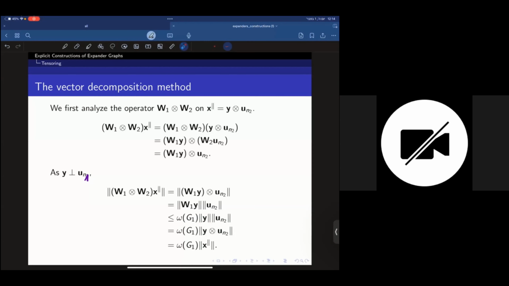But the point is that now, because we weren't in a hurry to replace this by its norm, you can actually go from this to that direction. We know that the norm of the tensor is the tensor of the norms. Here we start with the product of the norms, but it's a norm of the tensors, and that's x parallel again. So all in all, you got that the norm of this thing is at most omega g1 times x parallel.